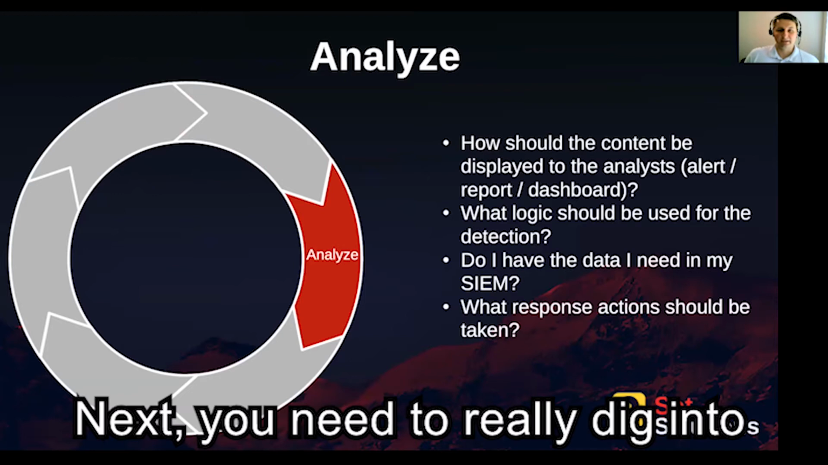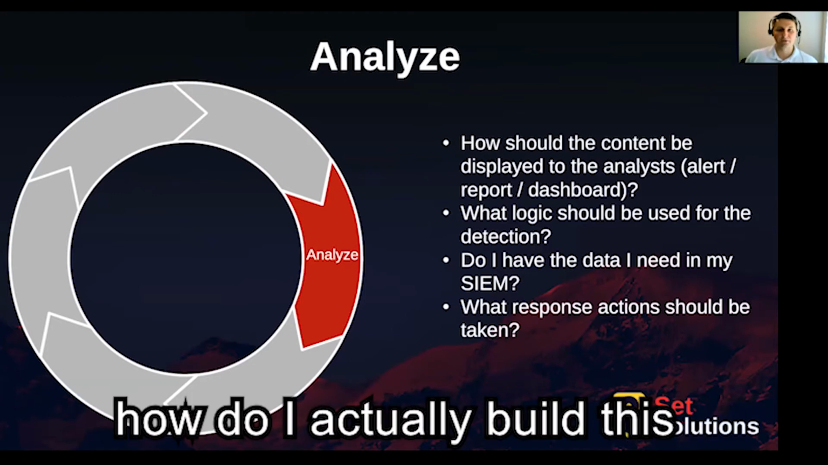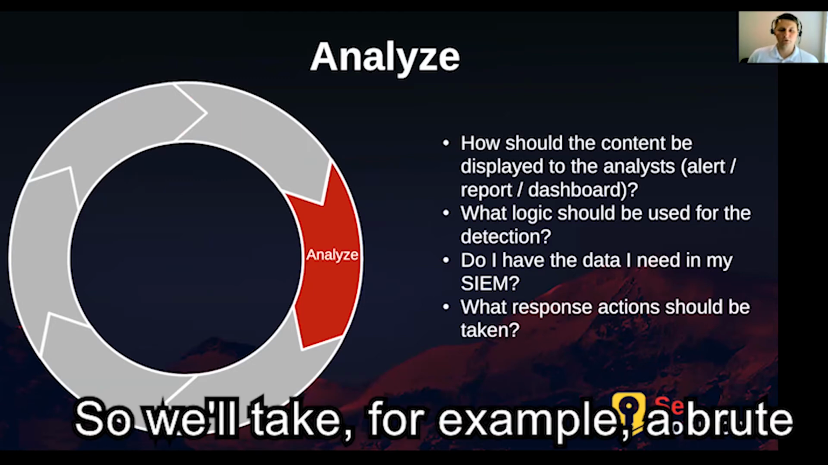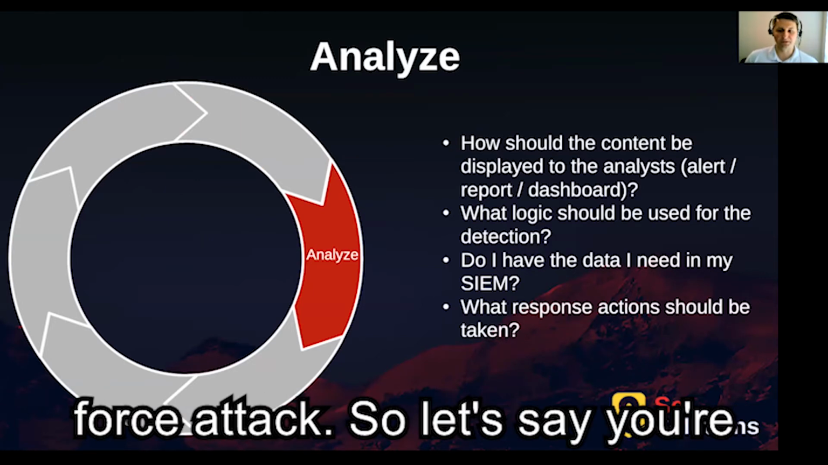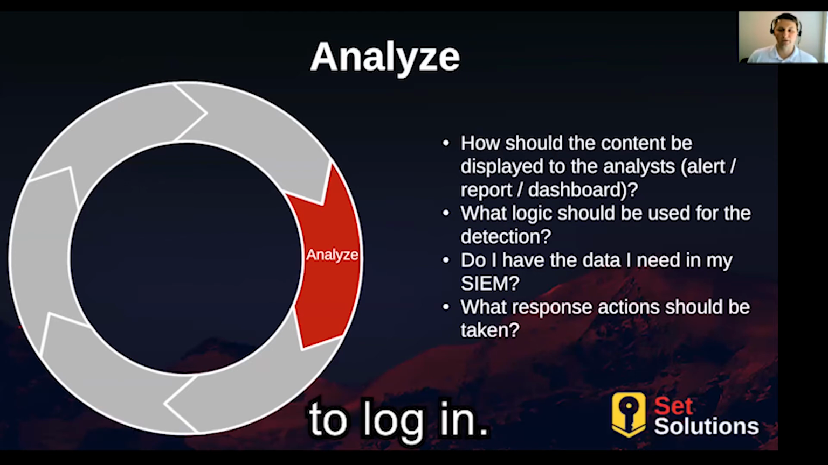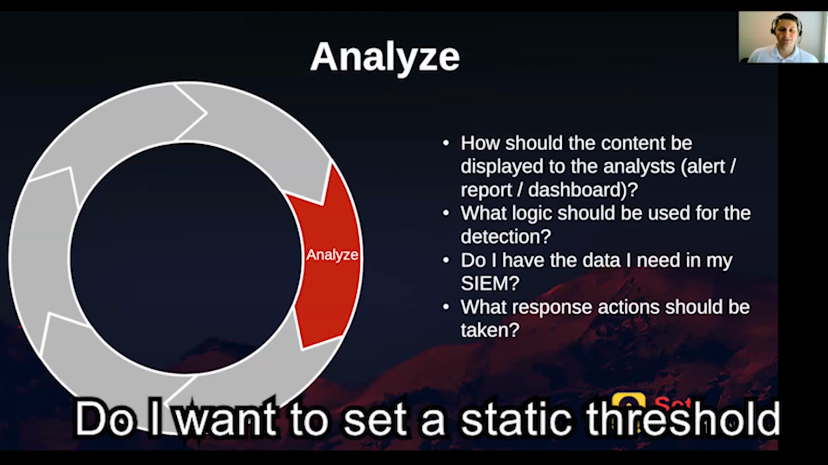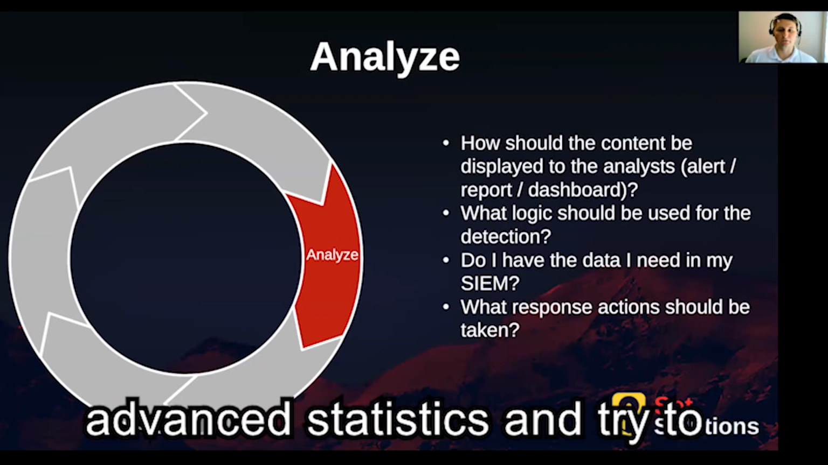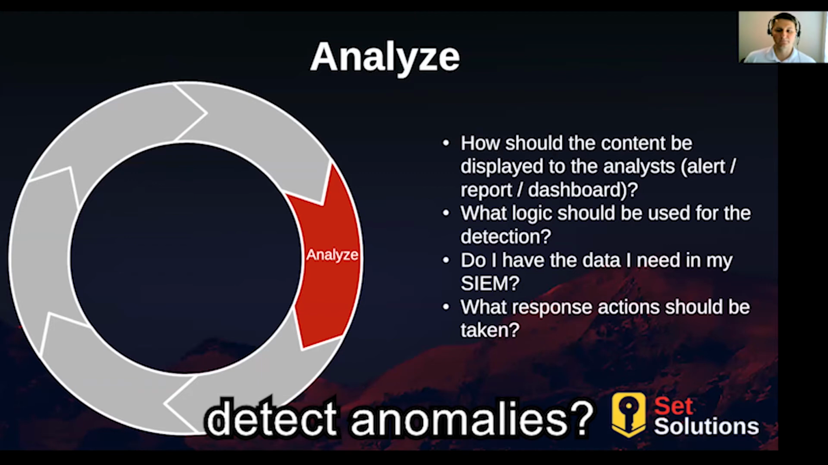Next, you need to really dig into, how do I actually build this detection in my SIEM? What logic should I be using? We'll take, for example, a brute force attack. Let's say you're trying to see someone brute forcing a password and trying to log in. Do I want to set a static threshold of 10 failed logins in a minute? Or do I want to use some advanced statistics and try to detect anomalies?